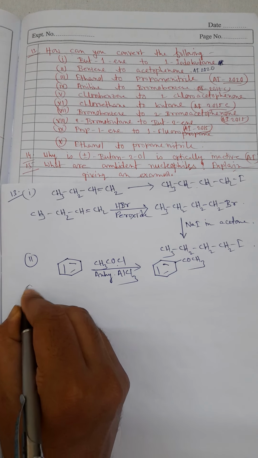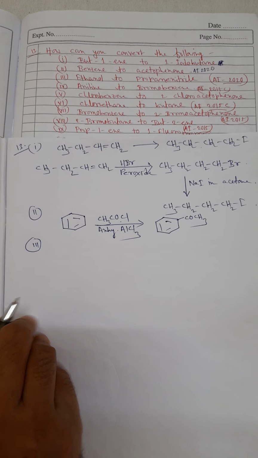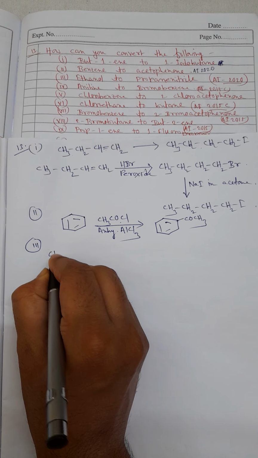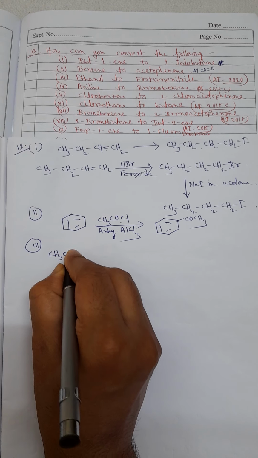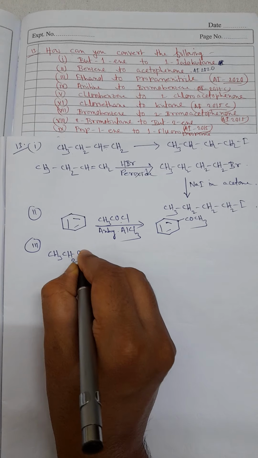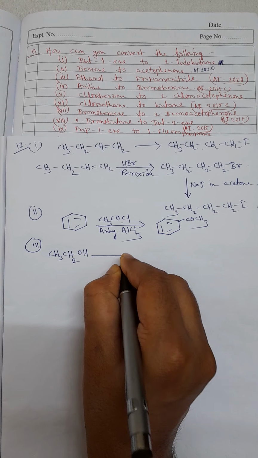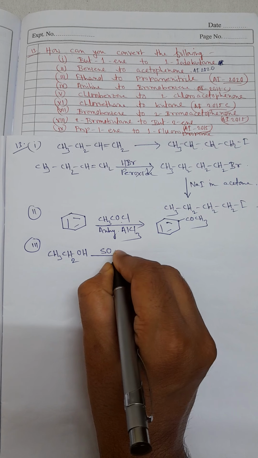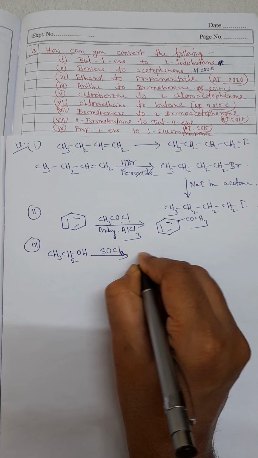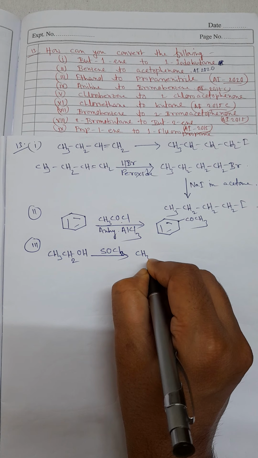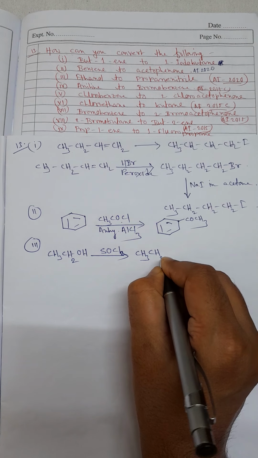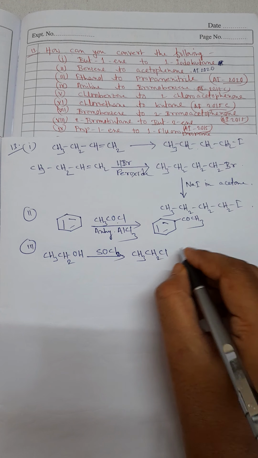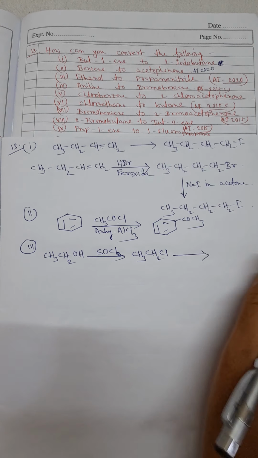The third one is ethanol to propane nitrile. Ethanol is CH3CH2OH. When ethanol is treated with SOCl2, then you will get CH3CH2Cl, that is 1-chloroethane, as the main product.